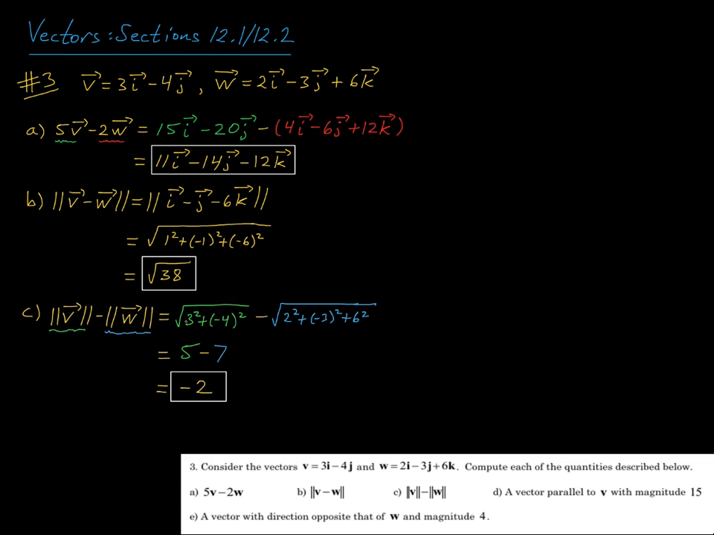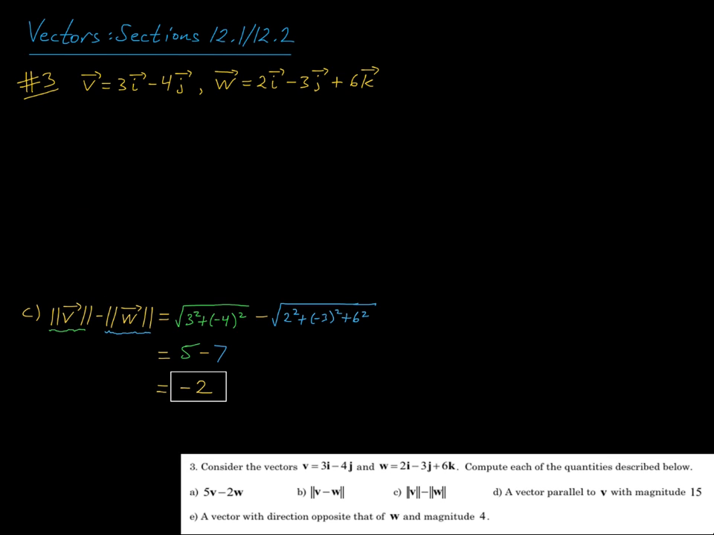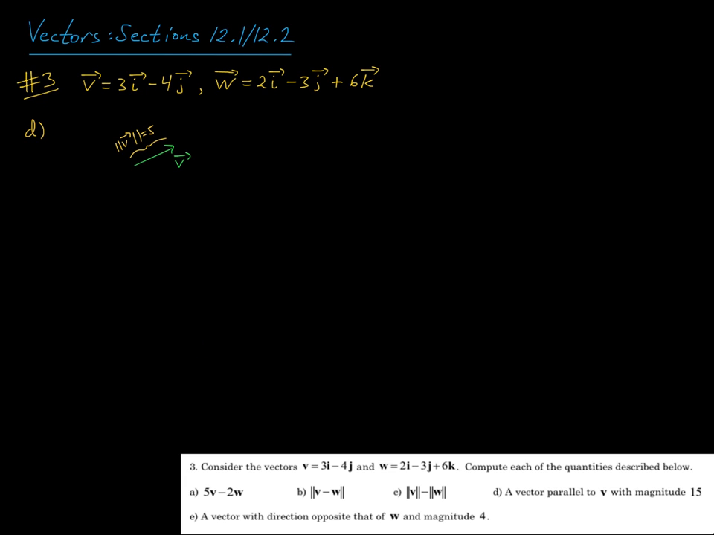Well, the magnitude of v, that's the root of 3 squared plus negative 4 squared. So that's the root of 25, which is 5. And then for the magnitude of w, that's the root of 2 squared plus negative 3 squared plus 6 squared. That's the root of 49, which is 7, and that difference there is negative 2. So we see that the order of operations here being different does result in a different answer. So these two quantities in general are not the same. All right, so now pressing on to part D.